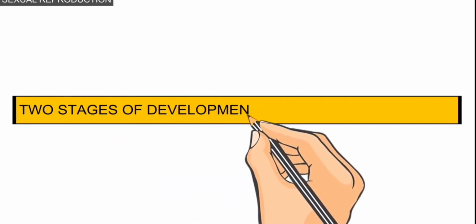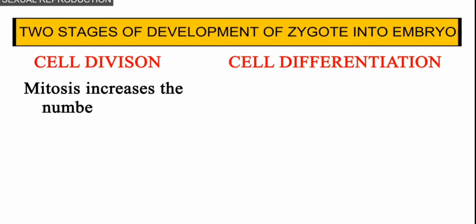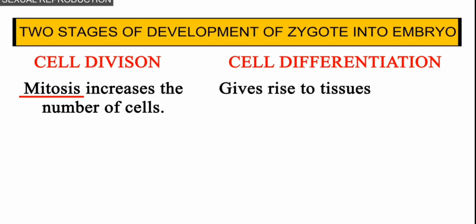This development occurs in two stages. First, the cell division, and second, the cell differentiation. So, what roles do they play? Well, cell division increases the number of cells in the developing embryo by the process of mitosis. Cell differentiation, on the other hand, helps these cells turn into specialized tissues and organs.